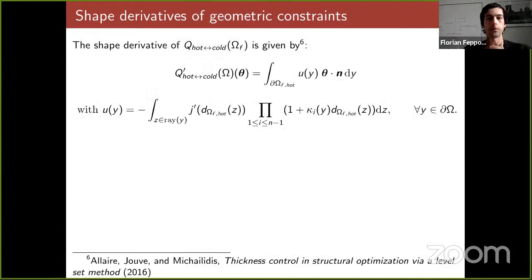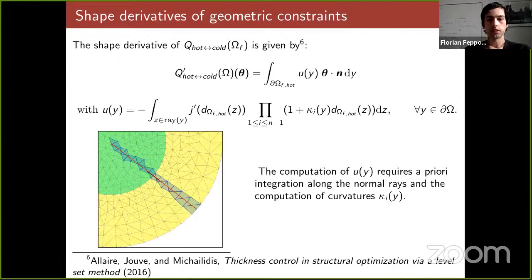The previous works from Allaire, Jouve, and Michailidis have shown that there is a formula to do this, but this formula is not very convenient because it requires integrating along rays on the mesh discretization. So for each point on the boundary, you have to compute these rays, and you also have to compute curvatures of the shape, and this is not very convenient.